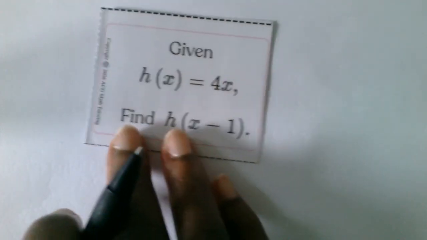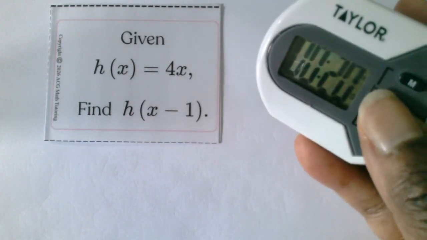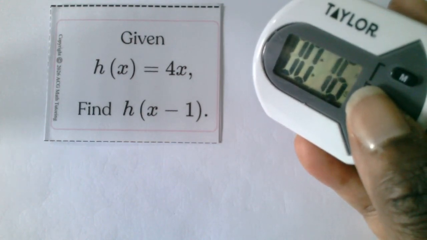Alright, so there's always a difference between when you put the negative inside the parenthesis versus the negative being outside the parenthesis. Try this one. Yep, so it's negative 8.